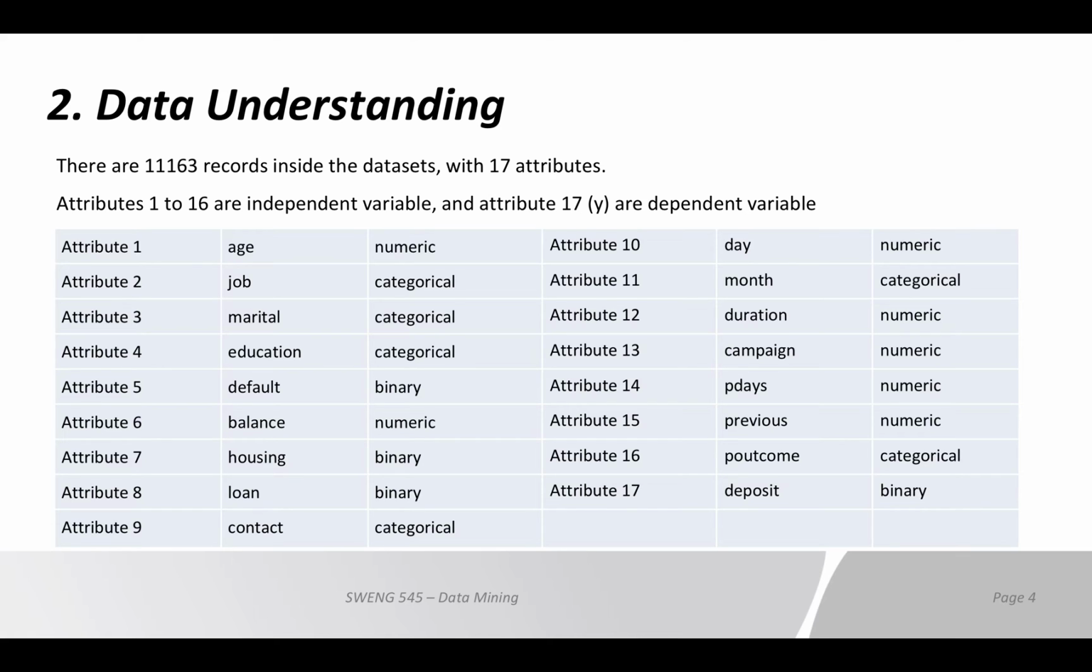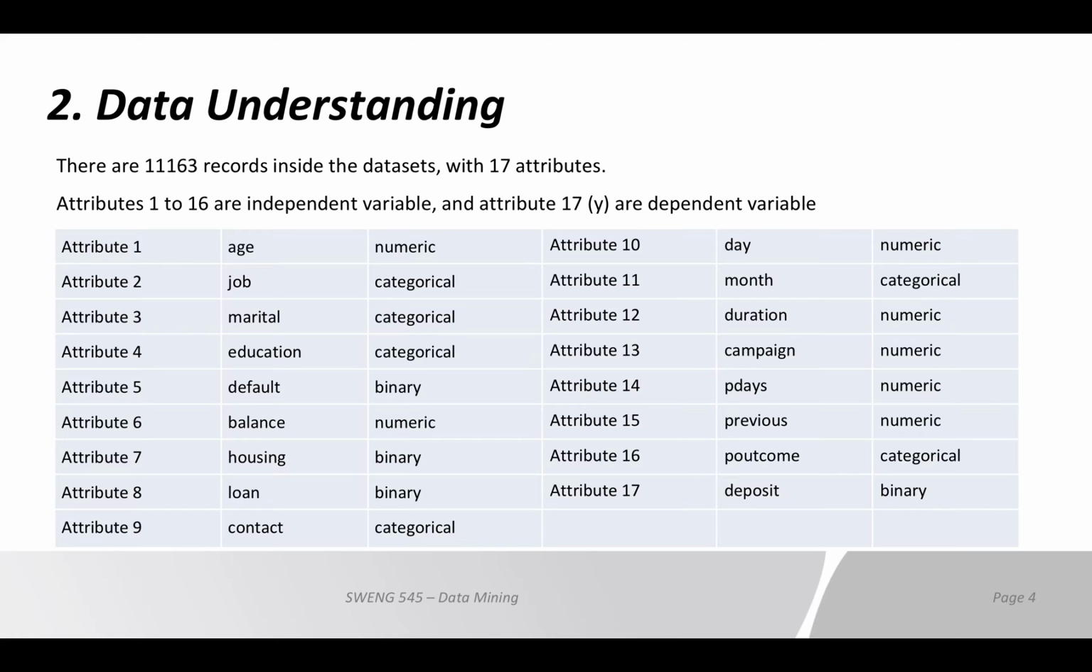The seventh attribute is housing. It's a categorical attribute that describes if the customer has a house or not. The eighth attribute is loan. It's a categorical attribute that describes if the customer has a personal loan or not. The next attribute is contact. It describes the way to contact the customer. The 10th attribute is day. It's a categorical attribute that describes the day of the week when the customer was last contacted.